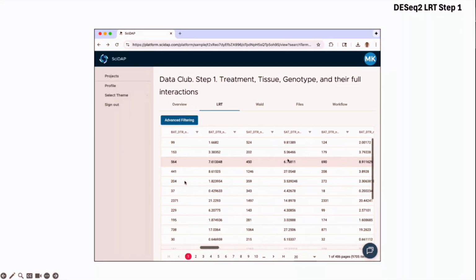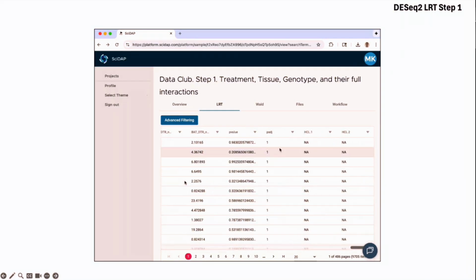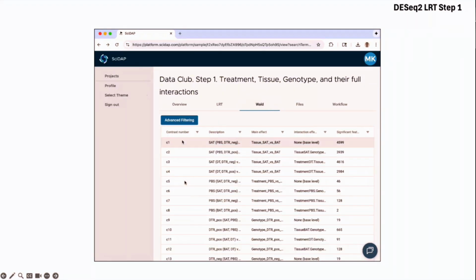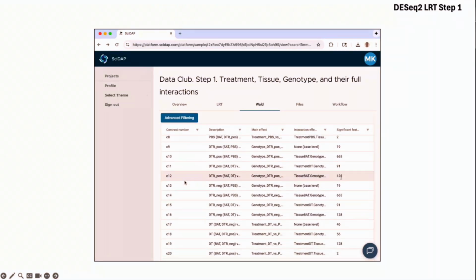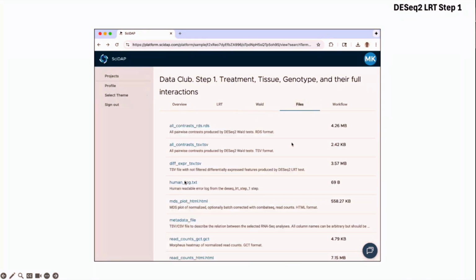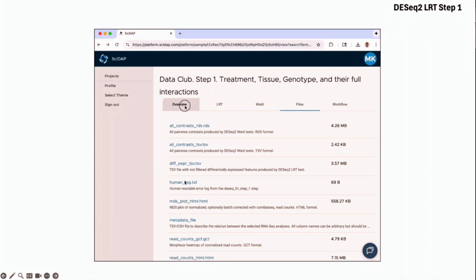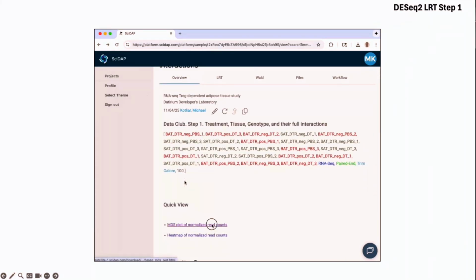In this table, you see all of the genes with a p-value calculated by the LRT test. Also, the number of the clusters. NA means that that gene was filtered out by p-adjusted, but in this TSV file, you have all of them. The Wald test shows you all of the possible pairwise contrasts. And on the files tab, you can download the raw files for all of the inputs and outputs.